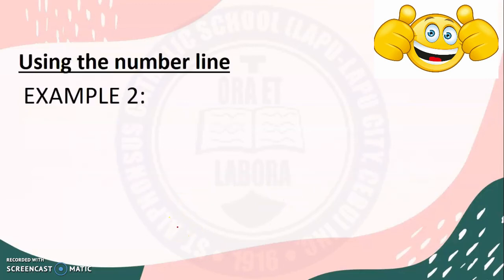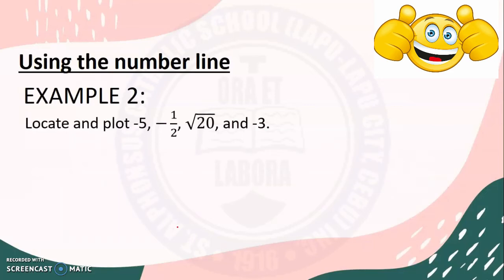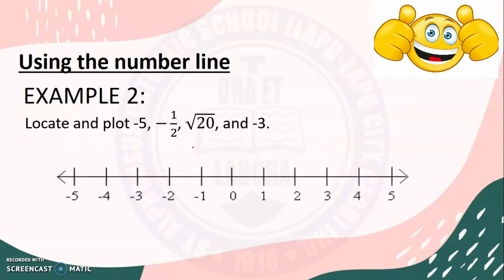Now, let's have second example. Locate and plot negative 5, negative 1/2, square root of 20, and negative 3. Again, the first step is to draw a number line. Next, locate negative 5. Next, negative 1/2. Negative 1/2 is just a number between 0 and negative 1 because this is just equal to negative 0.5. So it is located here.